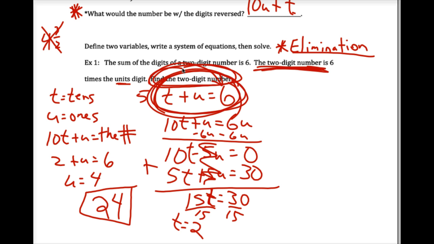Now, let's see if it works out. 24, have we got that written down? The sum of the digits is 6. First sentence check. The 2-digit number, 24, is 6 times the units digit. Check. What's 6 times the units digit? 24. Is the number the same thing as 6 times the units digit? It checks out as well. Always check your answers to make sure that they work in the problem. All right, let's try the next one. You guys are doing great.